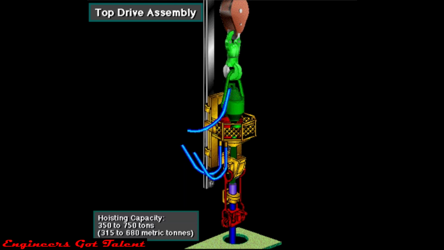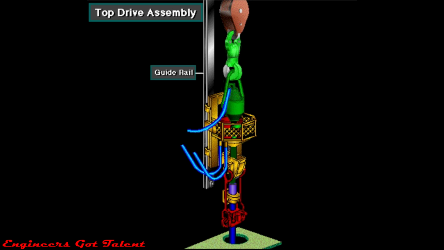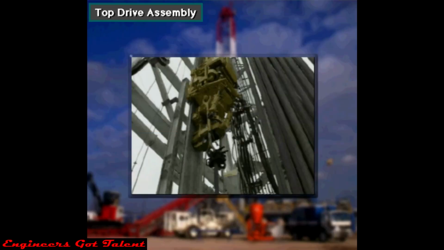Top drives have hoisting capacities ranging from 350 to 750 tons, or 315 to 680 metric tons. Guide tracks or rails in the mast keep the top drive unit from rotating as the motor and the drive shaft assembly turn the drill string. The top drive dolly assembly moves up or down on the guide rails.